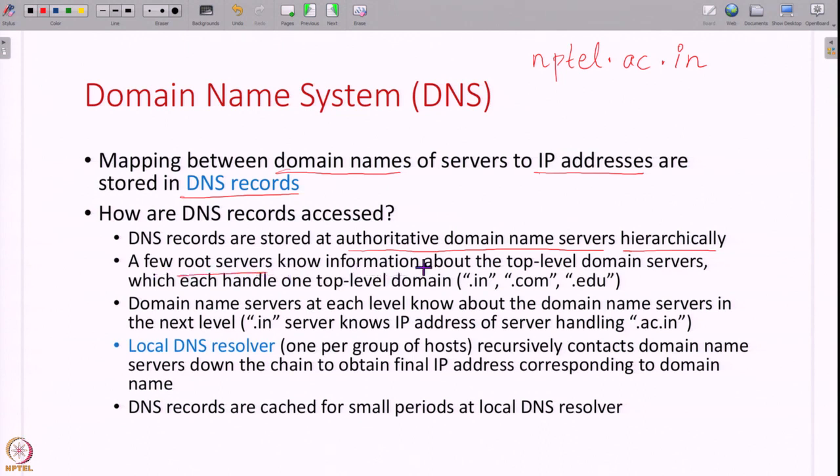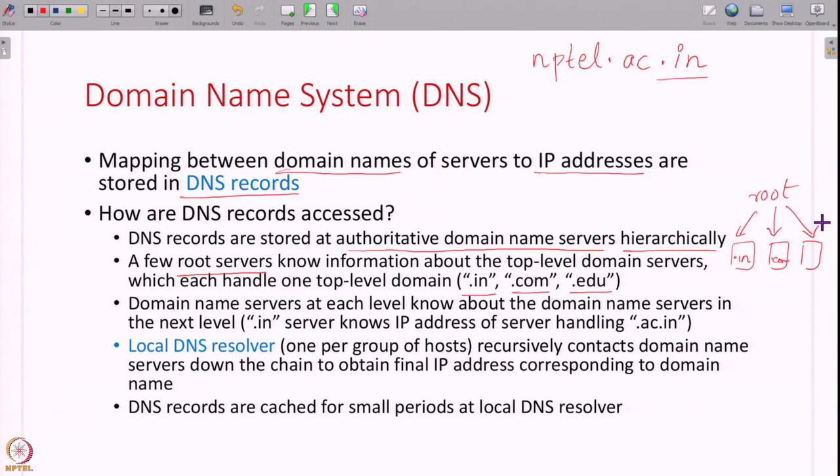So, these have information about all the top level domains like .in, which is our top level domain here, or .com, which is the most popular top level domain, or .edu. You know, there are several top level domains like this specific to various areas or countries and so on. And there are certain servers that handle all information about that top level domain, like there is a server that knows all information about domain names ending in .in, something else about .com and so on. And then there are root servers that have information about all of these top level domain servers.